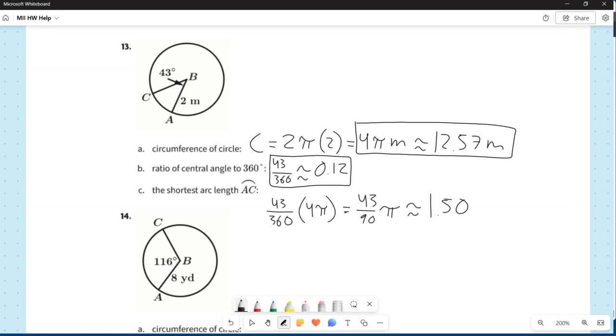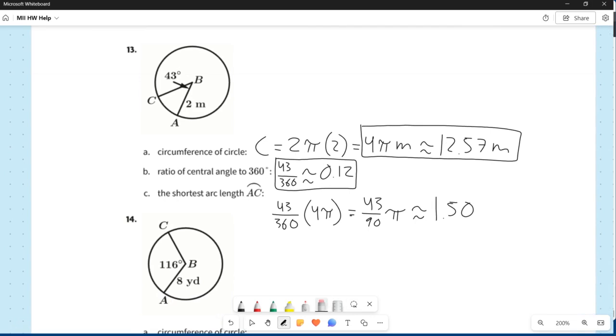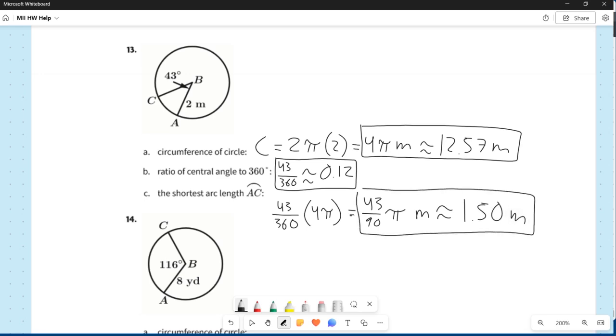I guess I forgot my units here. We're talking about meters. So this is 43 over 90 pi meters, which we just found is approximately 1.50 meters. And that is the length of our minor arc AC.